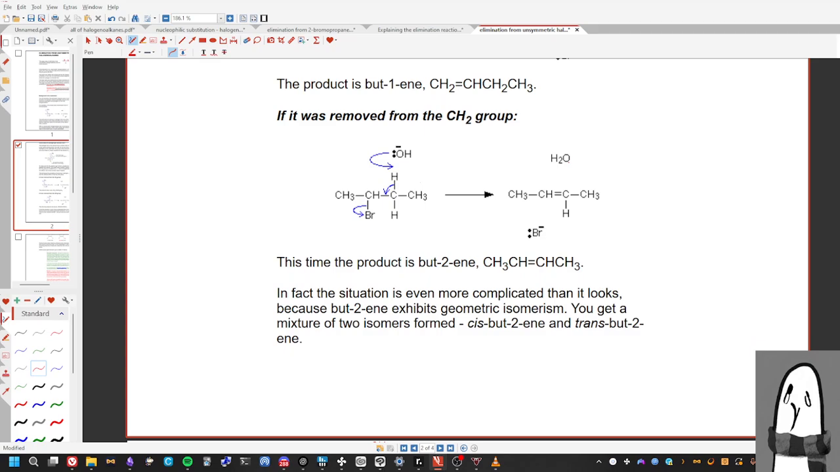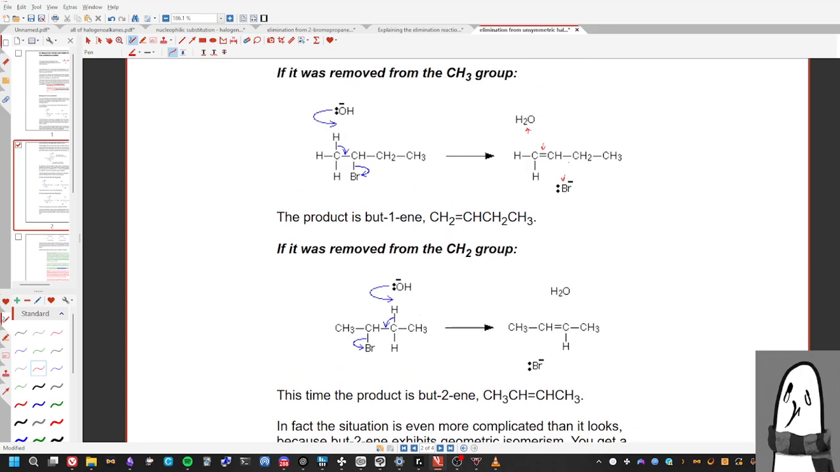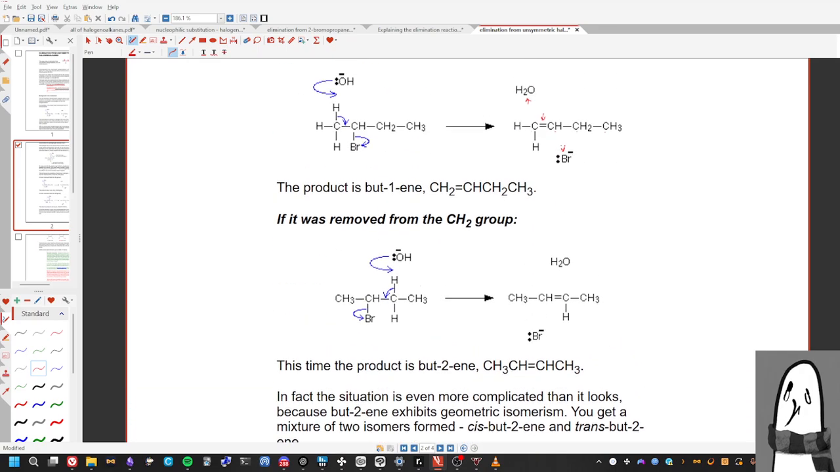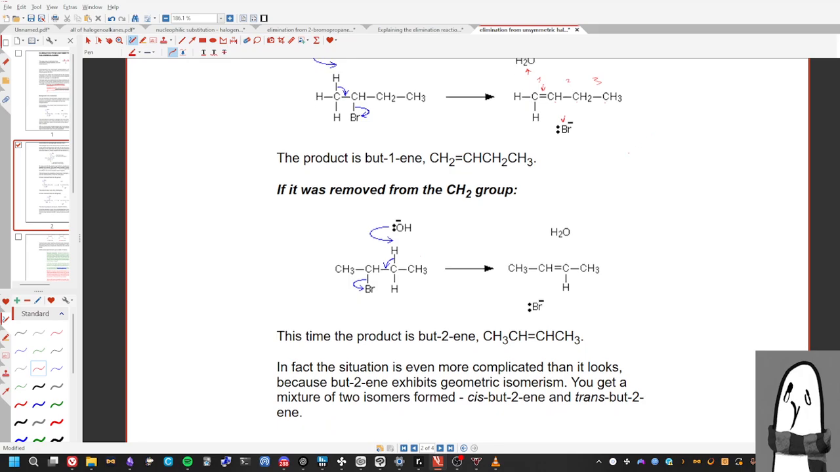Yep, it's in the middle. So 2, 1, 2, and it's going to be ene, and it's butane 1, 2, 3, 4. And if you go up, it's going to be but-1-ene. So that's 1, 2, 3, 4, and it's all the way in the first one because this is CH2, so 1. This is the first one, this is the second one, this is the third one. I hope that's correct.